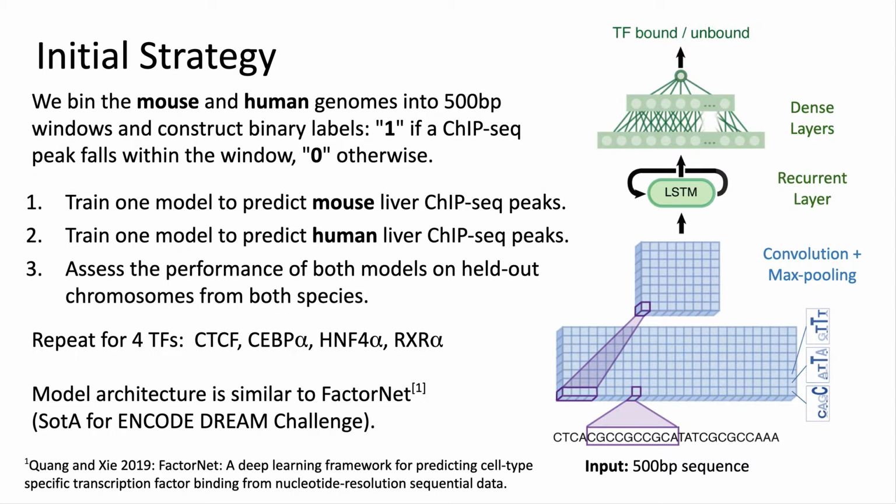We did this for 4 TFs, and we used a model architecture that's similar to what was state-of-the-art for the ENCODE-DREAM challenge on cross-cell type transcription factor binding prediction. So briefly, the input to this model is a 500 base pair sequence. It's a hybrid convolutional recurrent model, and the output of it is a 0 to 1 probability of whether or not a TF is bound at that site.